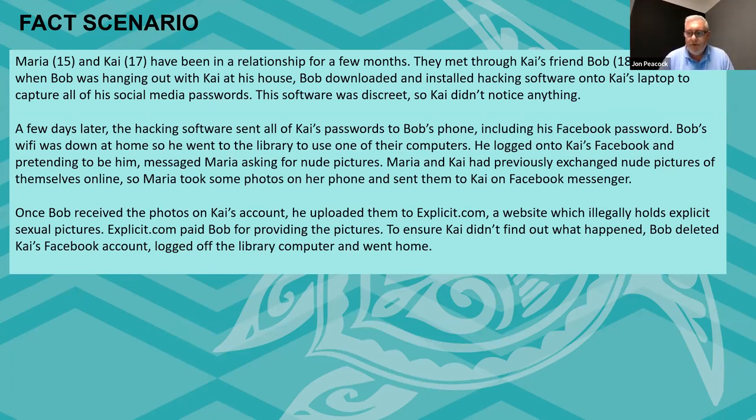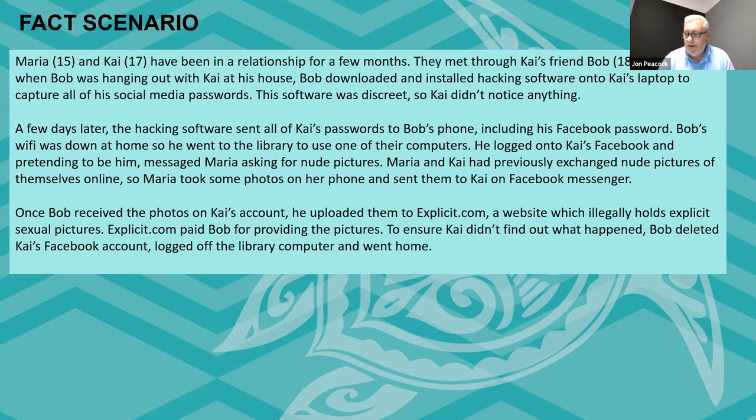So Maria, who is 15, and Kai, who is 17, both live in the fictional country called Oceania. They have been in a relationship for a few months. They met through Kai's friend Bob, who is 18. One day when Bob was hanging out with Kai at his house, Bob downloaded and installed hacking software onto Kai's laptop to capture all of his social media and passwords. This software was discreet, so Kai did not notice anything. A few days later, the hacking software sent all of Kai's passwords to Bob's phone, including his Facebook password.